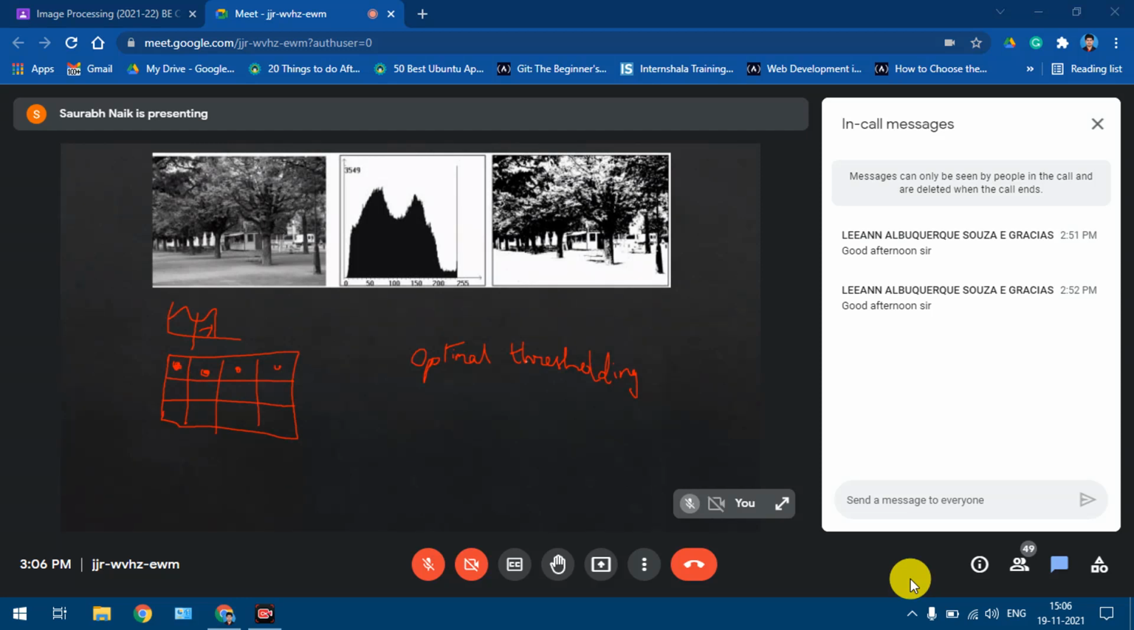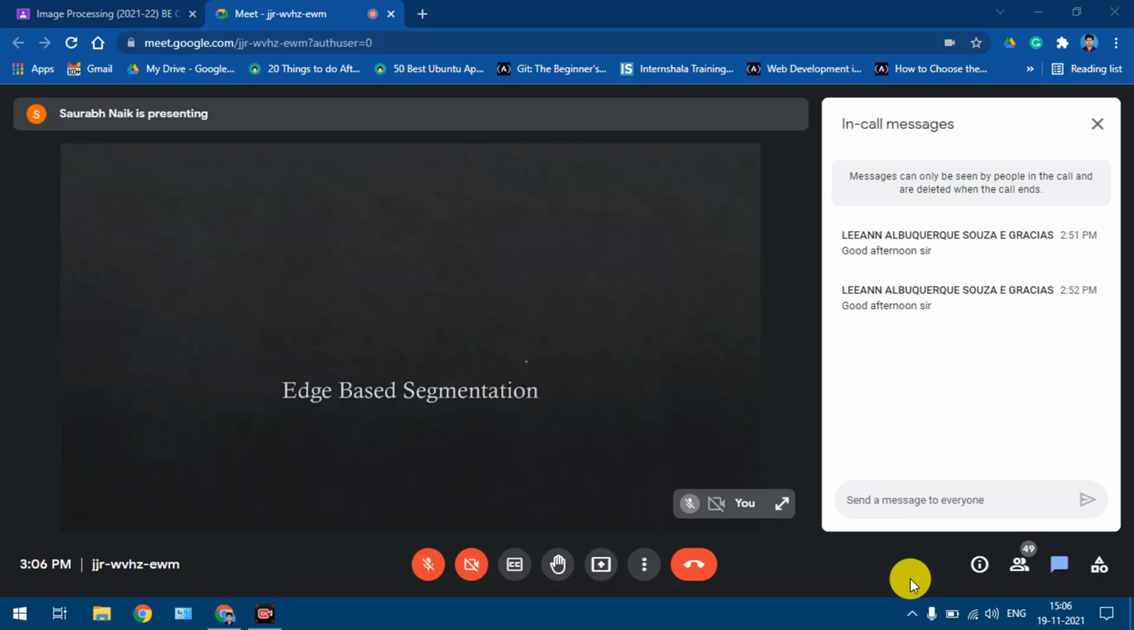Okay, I'll give this entire process too, because these are formulas, and I'll write all of this in Tuesday's lecture, and we'll solve numericals on this also. Okay, now, after this, we have edge-based segmentation.